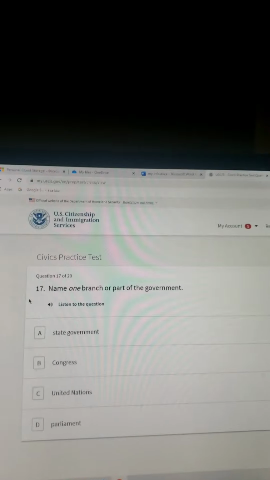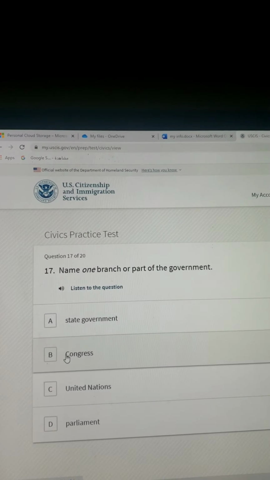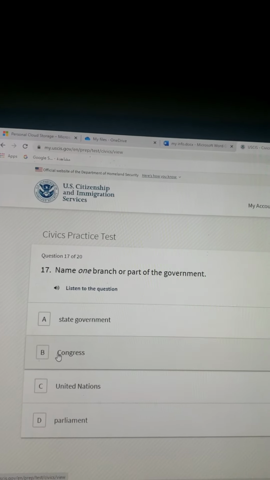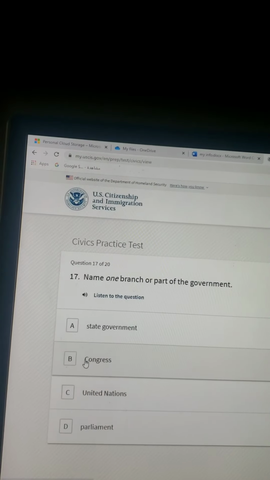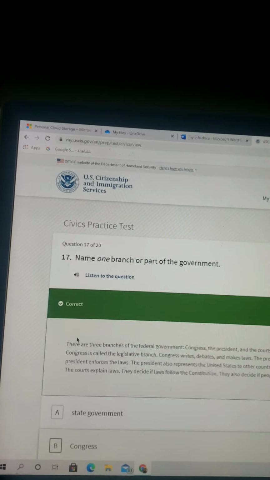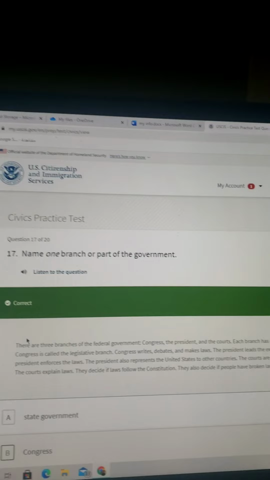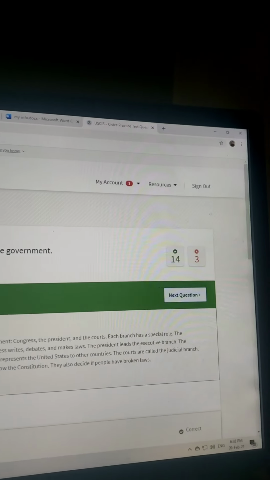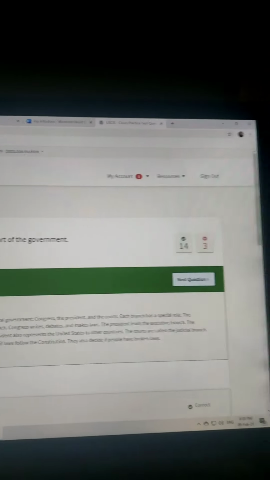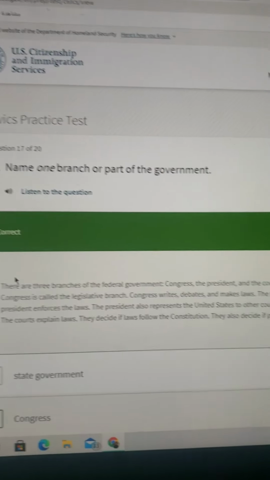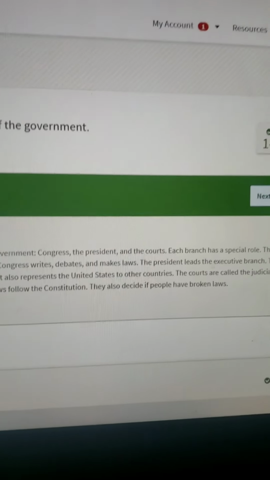Name one branch of the government. It's the Congress, the legislative branch. There are 3 branches of the federal government: Congress, the president, and the courts. Each branch has a special role. The Congress is called the legislative branch. And that's what I said.